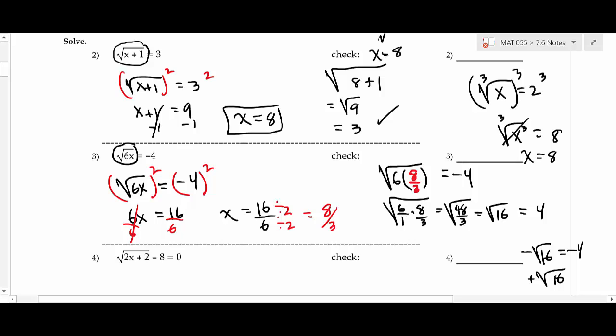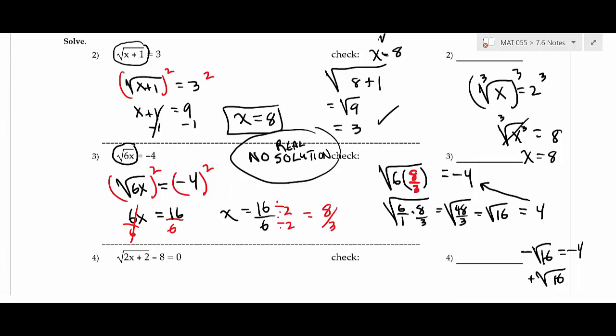Okay, like that. So see, this does not check. The 4 is not equal to -4, so that means the 8/3 cannot be the right answer to the problem. Does that make sense? See, it didn't check, but I did nothing wrong, and that can happen. We call that an extraneous solution. So the answer to this problem is no solution. We actually say it's no real solution. We hadn't even talked about complex numbers yet, so don't worry about that yet. So there's no real solution to that, okay?